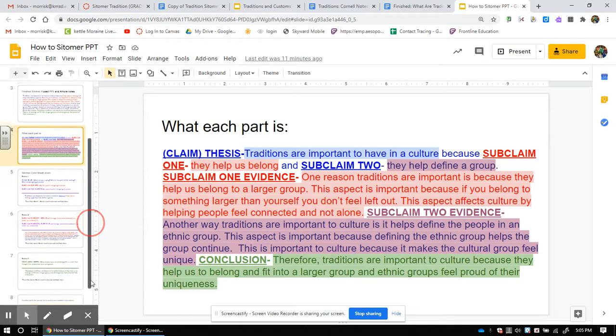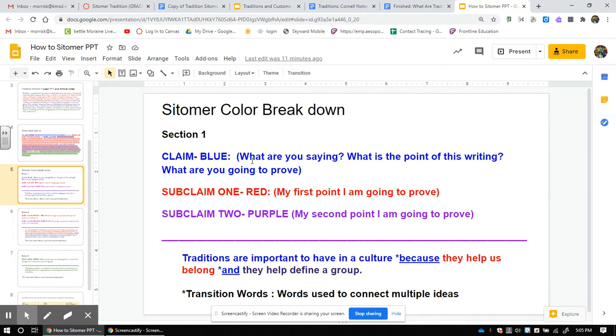Let me break it down even a little more. The claim is blue. It's what are you saying? What is the point of your writing? What are you going to prove to me? Subclaim 1 is red. My first point I'm going to prove, or my reason, answer the claim. The purple is my second reason, my second point I'm going to prove. See, traditions are important to have in a culture. Claim. Because they help us belong. Subclaim 1. They help define a group. Subclaim 2. The reason why this is highlighted is this is a transition word. It connects the things. Because and connect the two thoughts.